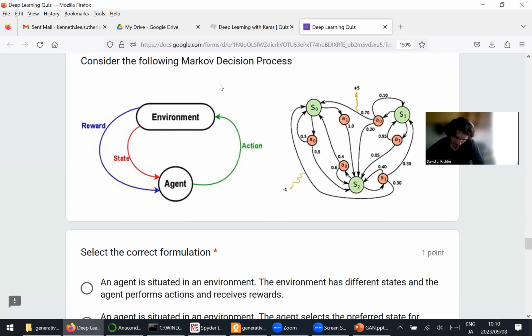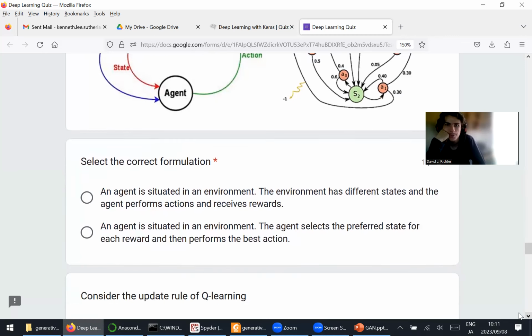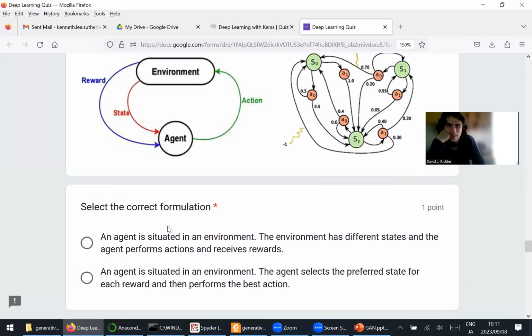Okay, Mark, now we're getting really into the theories. These questions gradually get harder and harder. That's reinforcement learning, isn't it? The left side. Is it? I don't know. Select the correct formula. An agent is situated in an environment. The environment has different states, and the agent performs actions and receives rewards. I think it's the agent situation. The agent selects the preferred state for each one. I think it's the first one. Okay, I'll take your word for it.